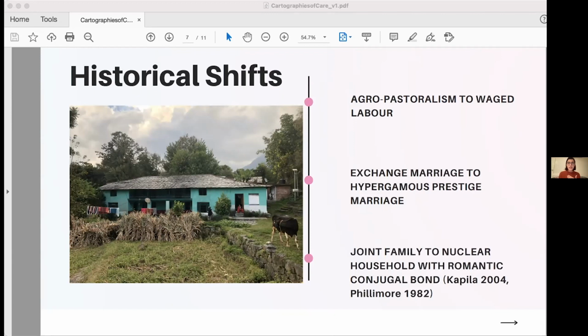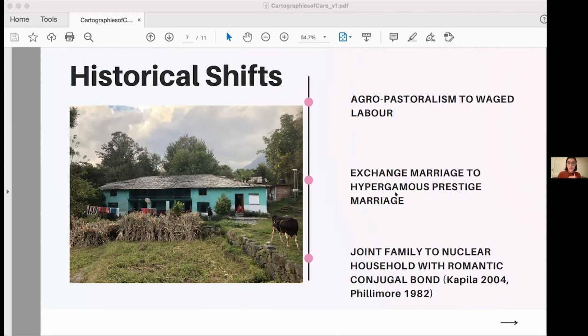mining. See, simultaneous to this political-economic shift that I identified particularly in the kinship mapping were changes to exchange in marriage practices, from exchange or atta-satta marriage to hypergamous prestige marriage along lines of class. This was paralleled with a movement from a joint family, or a large sprawling domestic network, to an increasingly nuclearized household unit underpinned by a romantic conjugal bond.